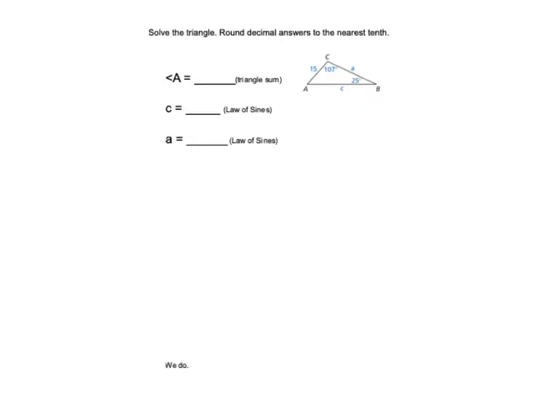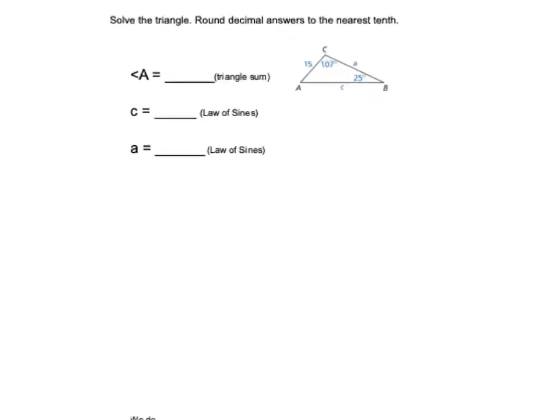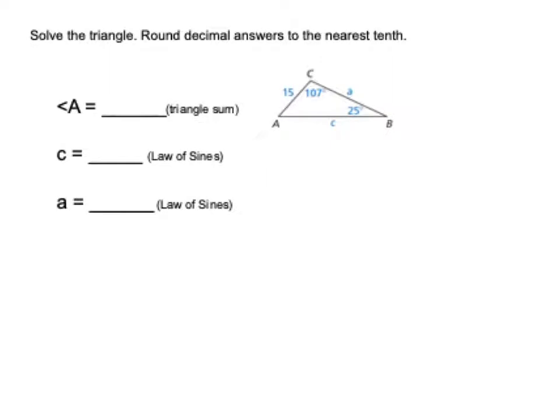Okay, so let's actually see how this works. So we have a triangle here. We are given 107 degrees, 25 degrees, and we are given one side, this 15. Basically it wants us to find the rest of the information that we're missing. Whenever we are going to use the law of sines, we always want to make sure that we have a side and an angle opposite of it. So 25 degrees and 15 are opposite of each other, which means those are going to be one side of your proportion.